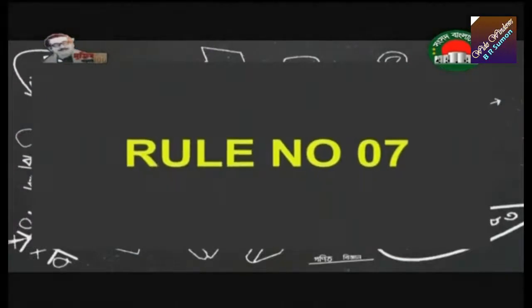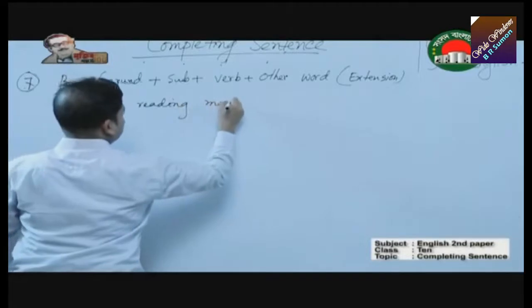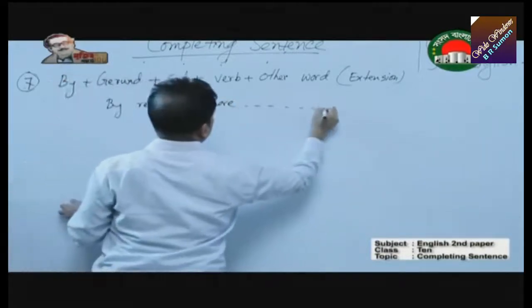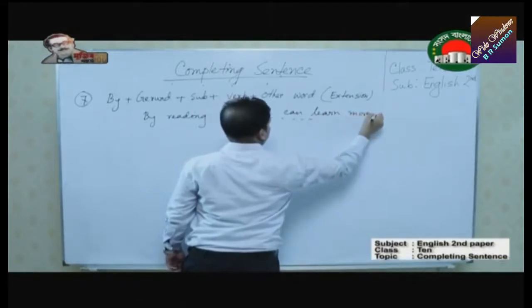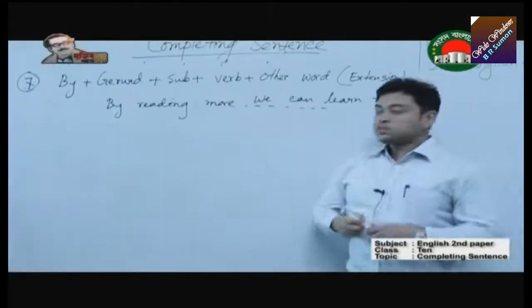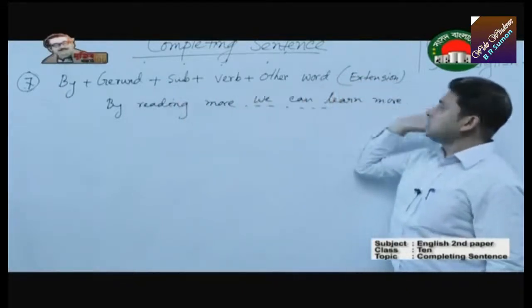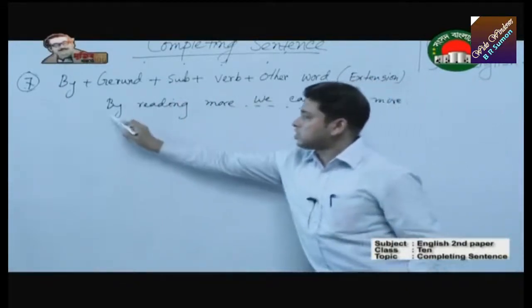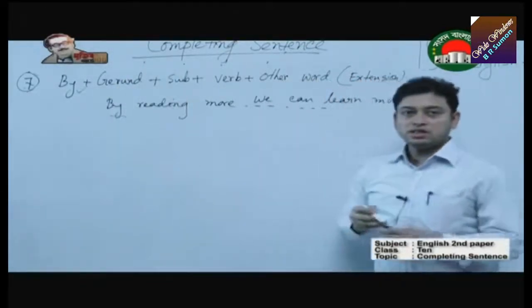Then rule number 7: by plus gerund plus subject plus verb plus other words or extension, whatever you want you can say. Example: by reading more, we can learn more. So let's see the structure. By plus gerund plus subject plus verb plus other words or extension. Follow the structure. Here it is by, then gerund, verb plus ing.